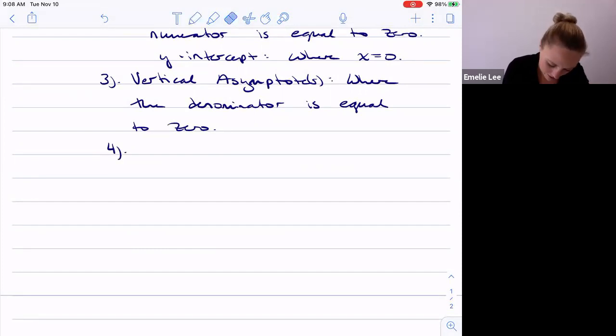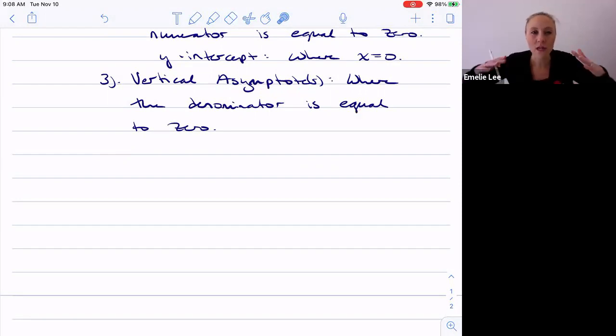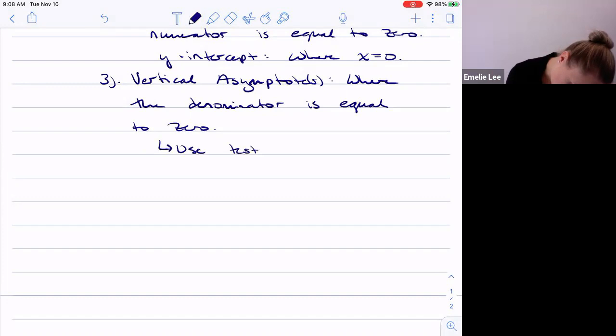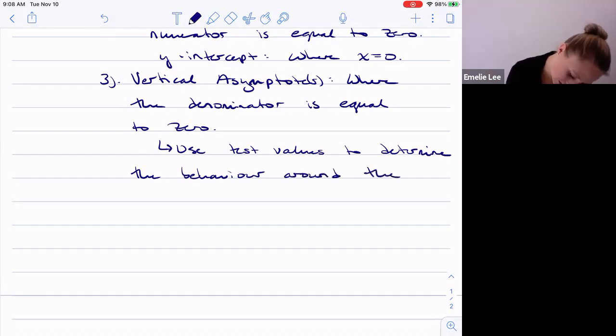Oh, I forgot a step for the vertical asymptotes. They are where the denominator is equal to 0, and then we use test values to see if it's going to go to positive infinity or negative infinity at that point, and we do it from the left and from the right. So, and then use test values to determine the behavior around the asymptote.